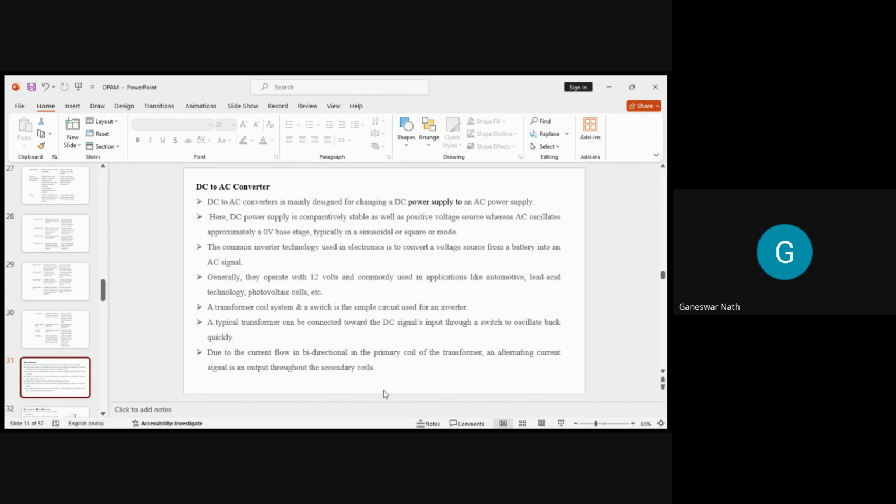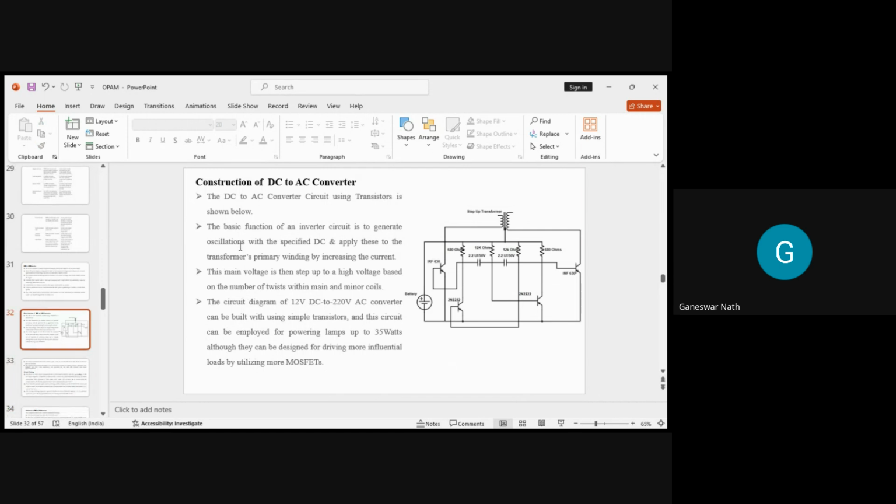Due to the bidirectional current flow in the primary coil of the transformer, an alternating current signal is output through the secondary coil. Then this is the construction of a DC to AC power supply, or AC converter. It consists of a DC to AC converter circuit using a transistor here. So this is a transistor.